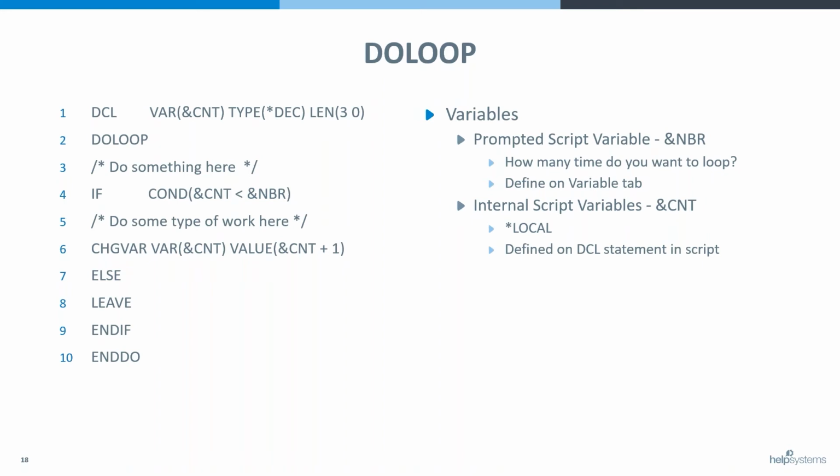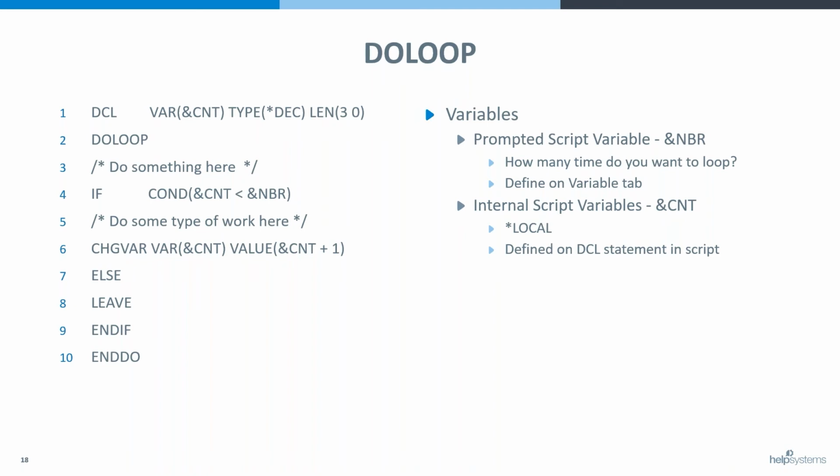And then we use that variable, that ampersand CNT, later on in the script, and we actually change its value there on line 6. The user is providing a value for ampersand NBR. And let's just say they said 10. I want to run this thing 10 times. We do a comparison to make sure our counter that keeps track of how many times we've run this is less than 10. The moment it becomes over 10, we end up doing something else.